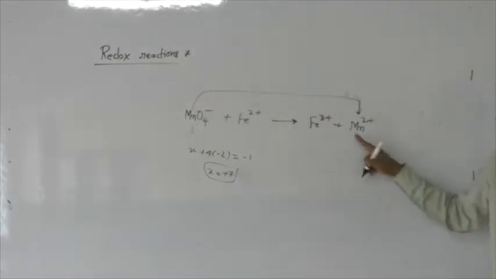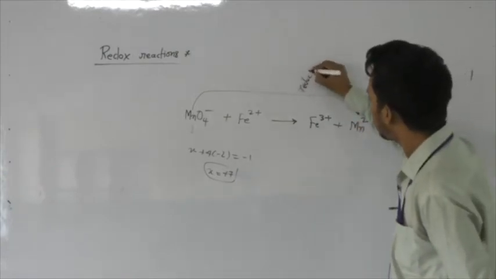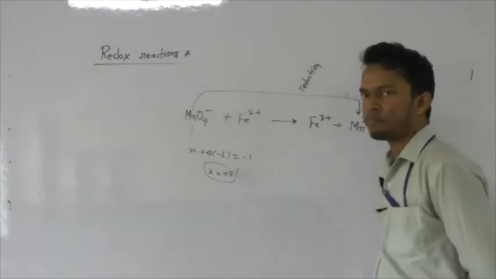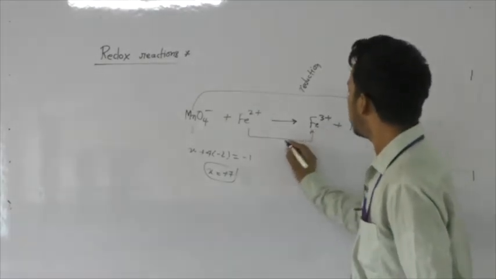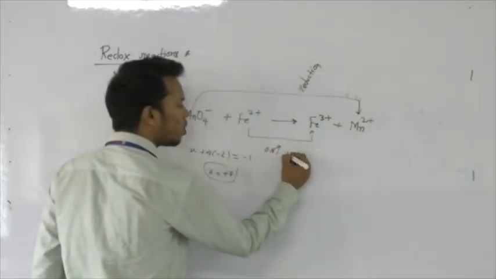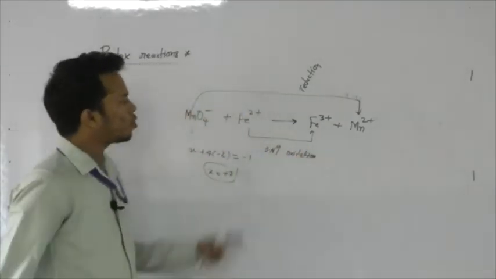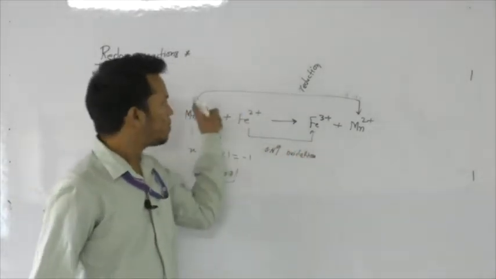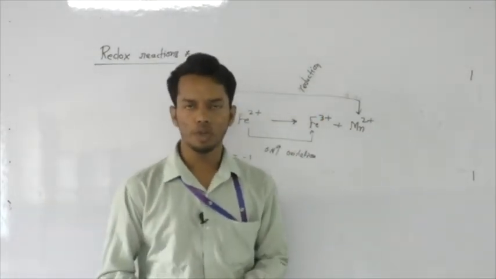You can see the oxidation number is decreasing, which means it is a reduction process. +2 to +3: the oxidation number is increasing, so it is an oxidation process. So this process is oxidation and this process is reduction, okay? So you have to write both half reactions first.